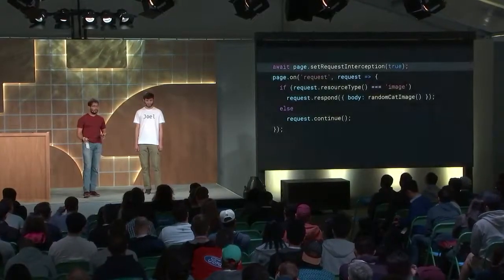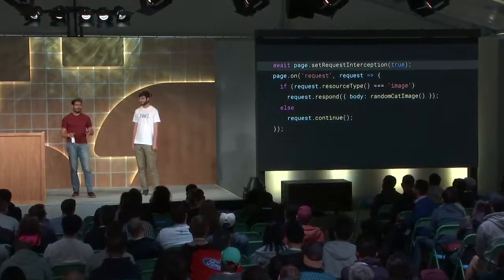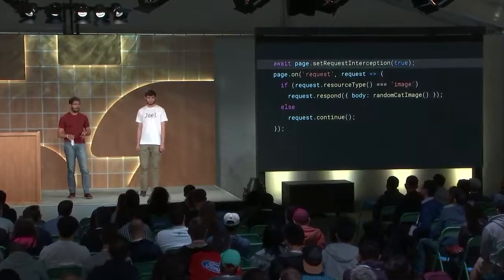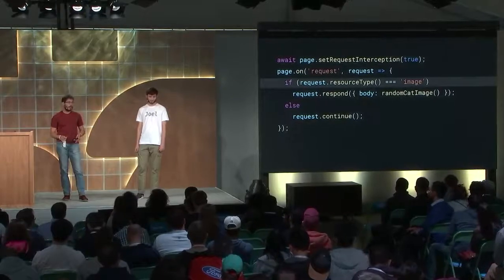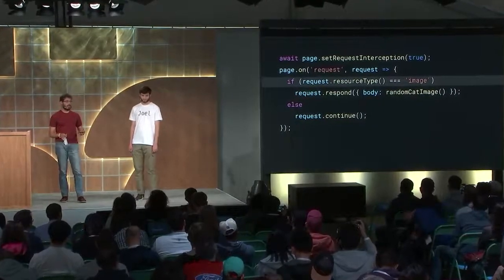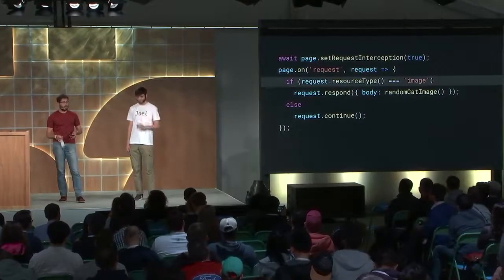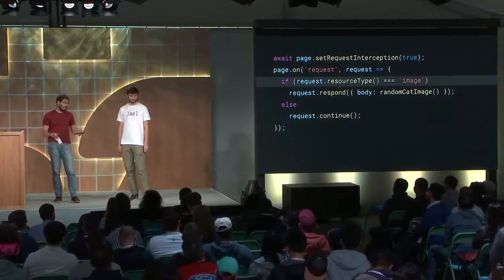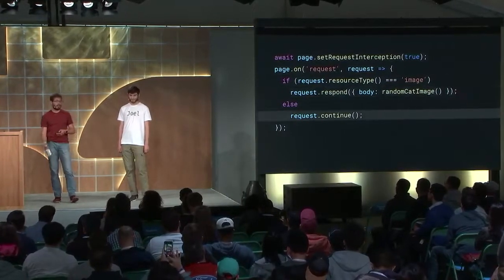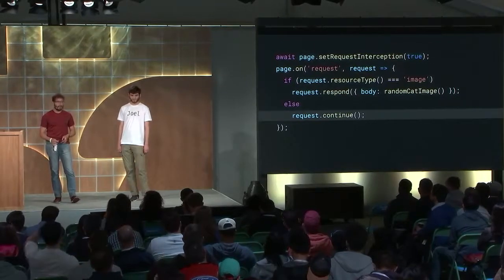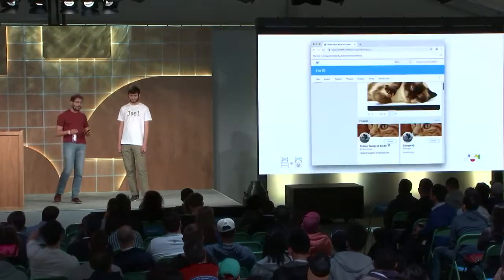Now, in code, it looks really simple. So first thing we do, we enable request interception. Then we subscribe to the request event, and a request actually gives me the type of the resource it is attached to. So I'm going to check the type, and if it is an image, I will respond with a random cat image. Otherwise, I will just continue to the server. So we really like this catification.